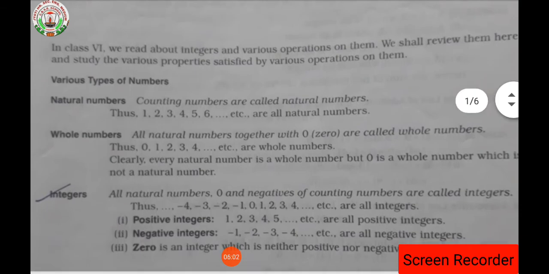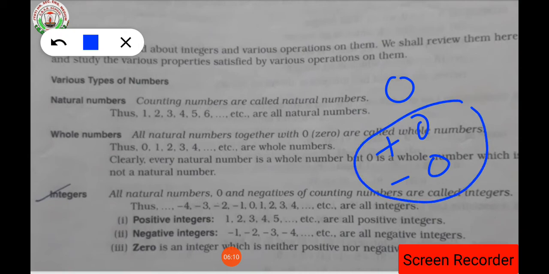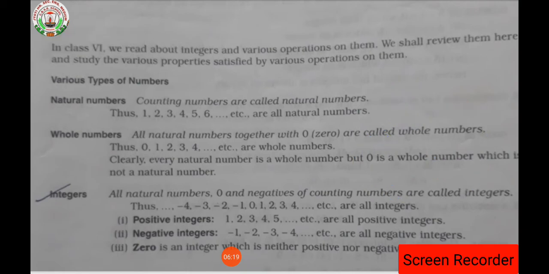Suppose we are going to write 0 as plus 0 or minus 0. If we write this way, it is wrong. We cannot put plus or minus in front of a 0. 0 is neutral, that's why we do not put any sign in front of it.